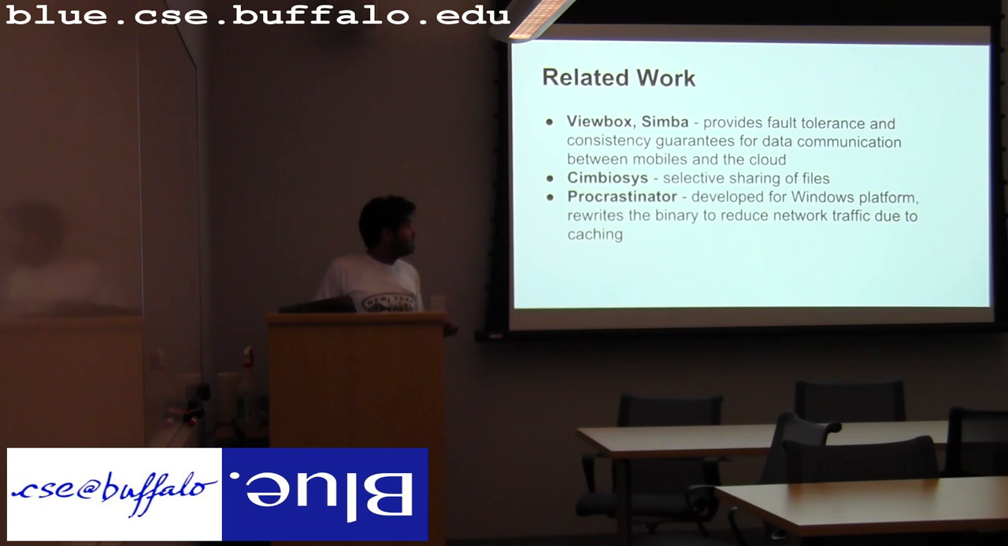And then there is Procrastinator, which is again developed for the Windows platform. It rewrites the binary to reduce the traffic movement due to caching. This is probably the most similar system to ours, but their goal is to reduce the network traffic, whereas we try to introduce backup and sharing features into the application. Then there is Metasync, which uses cloud services and modifies some code on the client side to enhance some of the guarantees it gives, like consistency guarantees and so on, by implementing Paxos on the client side.